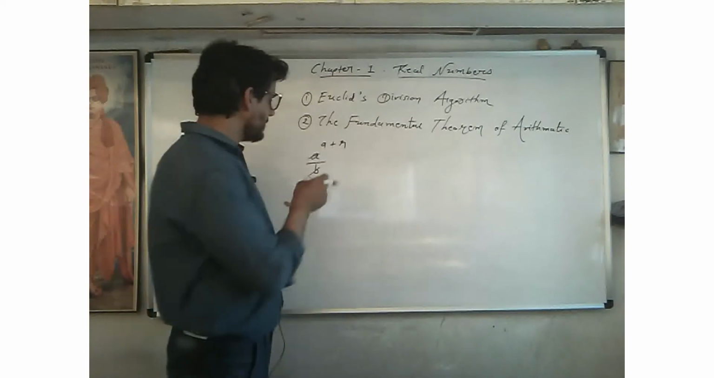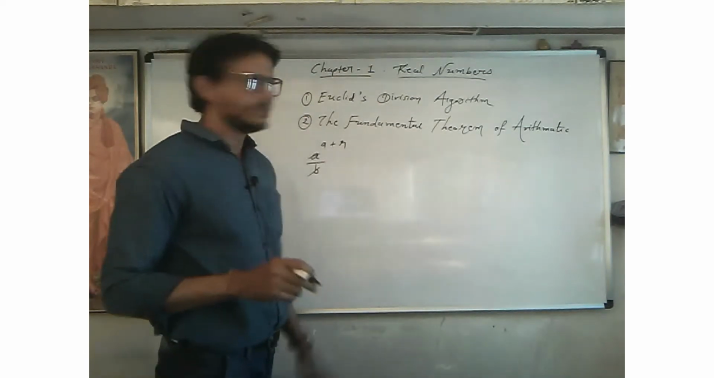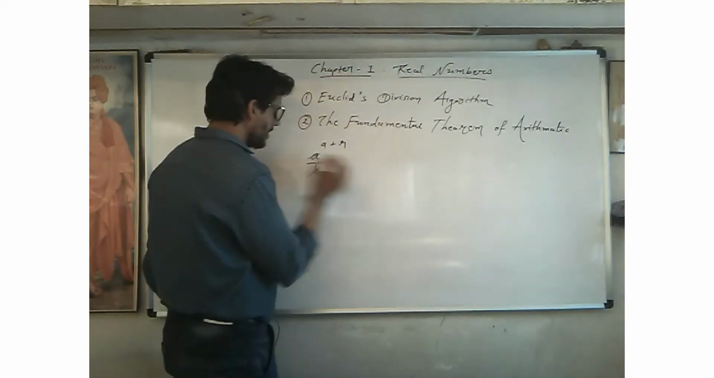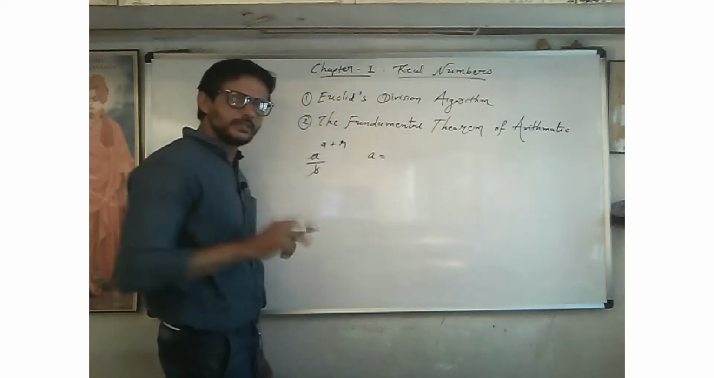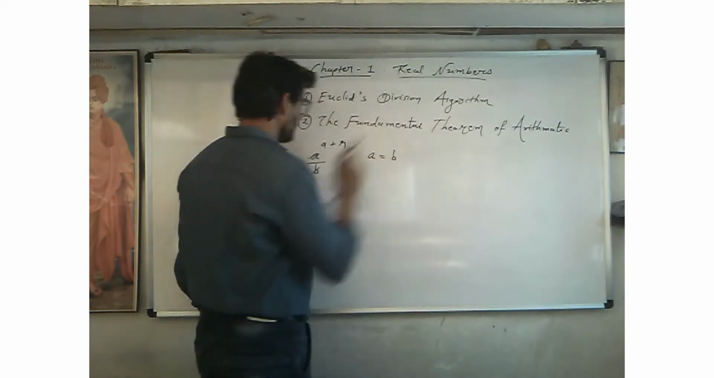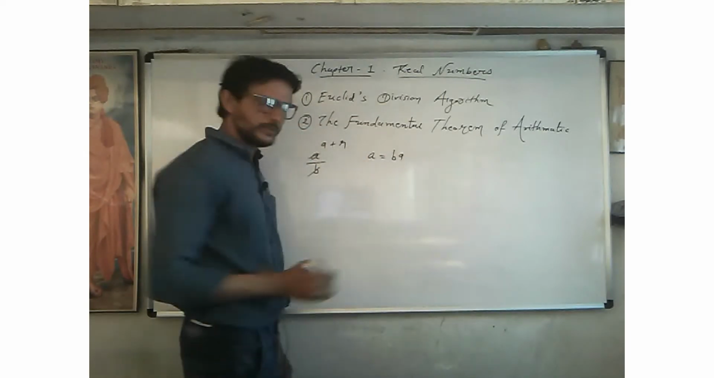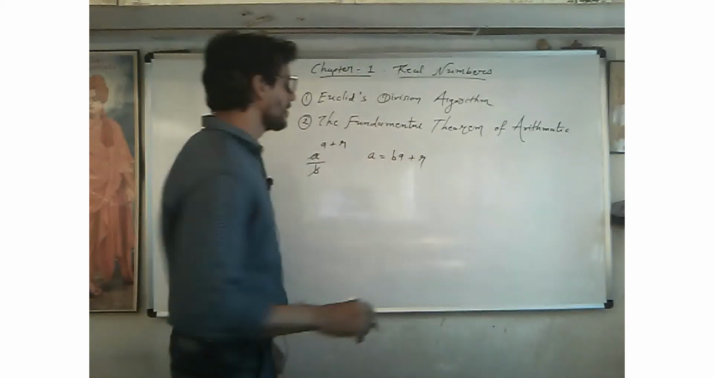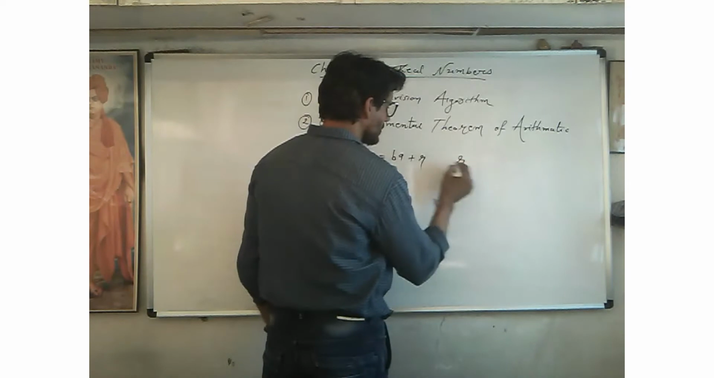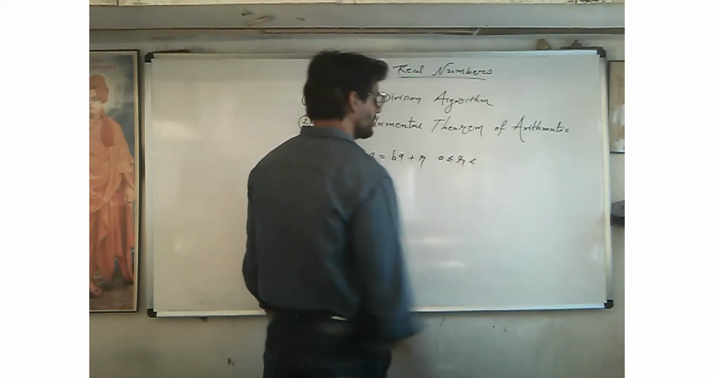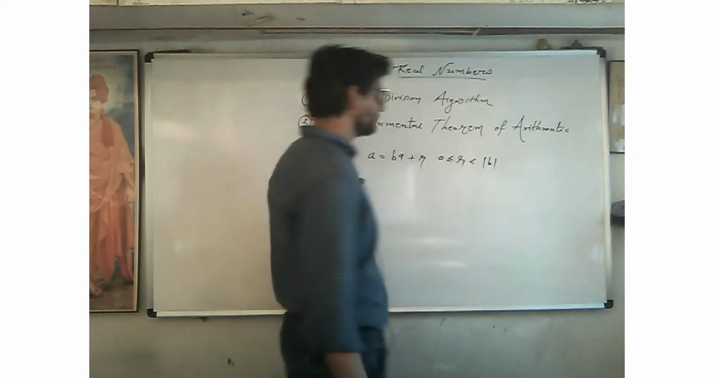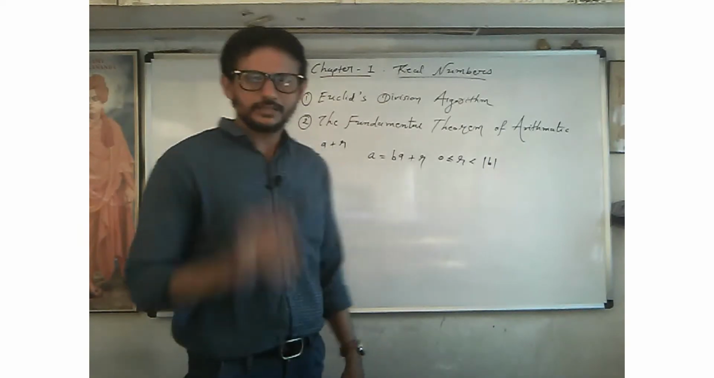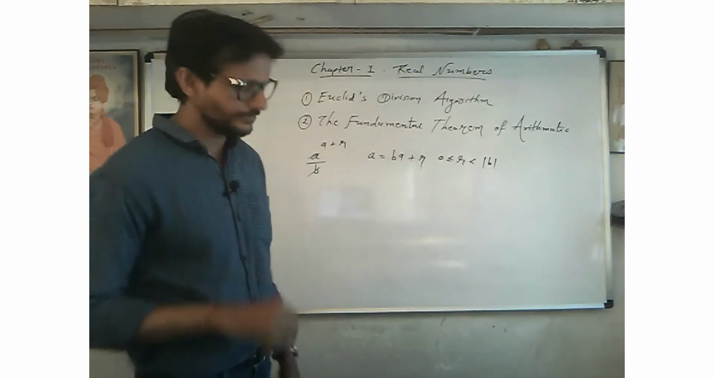Now I write this Euclid division algorithm by an equation. a can be divided by b. This is the result q, and this is the remainder r, where r is equal to or greater than 0 and less than mod b. Okay, clear or not? I repeat.